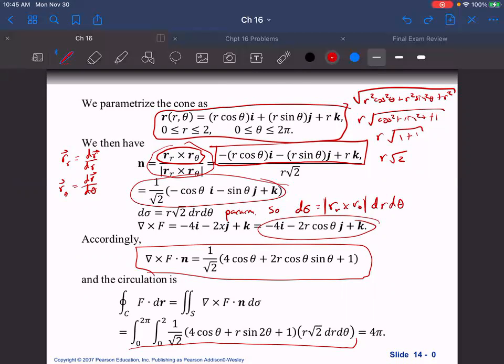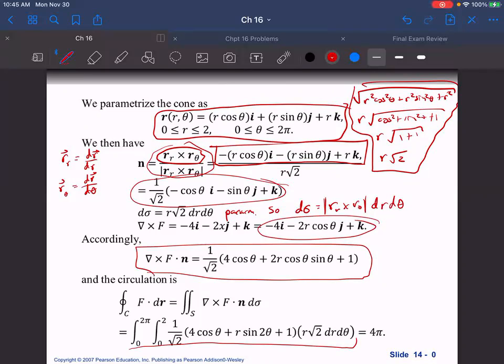And so you do those derivatives, and then you take those cross products, and you'll get this right there on the top. Then you take the magnitude of that cross product, which I did right over here, and you end up with r times the square root of 2. And so this just becomes 1 over square root of 2. The r's cancel out, and you're left with a normal vector that's negative cosine theta in the i direction minus sine theta in the j direction plus k. And so our d sigma becomes r times the square root of 2 dr d theta, because it was parameterized.